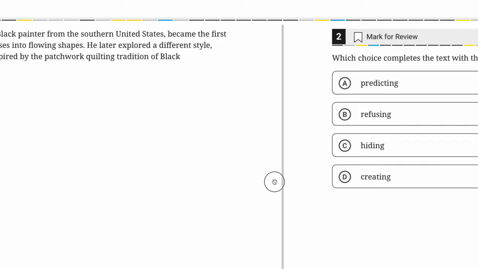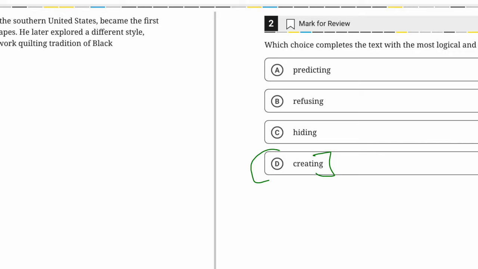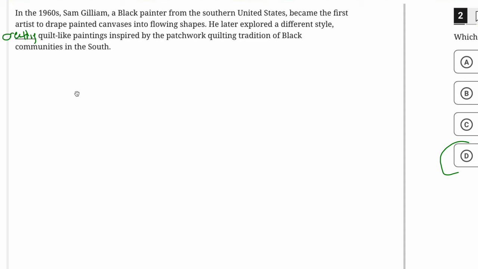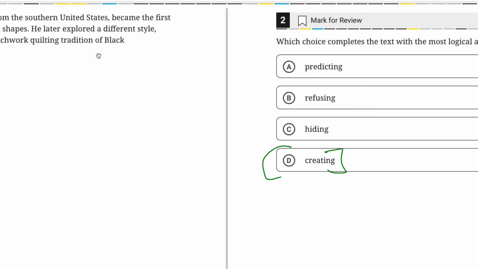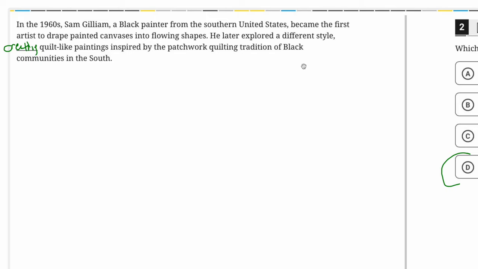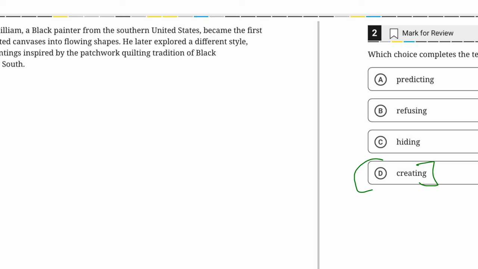And, you know, it is module one, and so module one is going to be a little less challenging than module two, provided that you do well on module one and get the hard version of module two. But I don't want to give the impression that it's necessary to guess the right word. It's more about coming up with some idea of what we're looking for so that we are not being guided by the answer choices. We want to be guided by the passage and the clues in the passage. But I think it would be strange to talk about an artist refusing, predicting, or hiding painting, at least in the context of this passage. So we're just going to move on to number three.